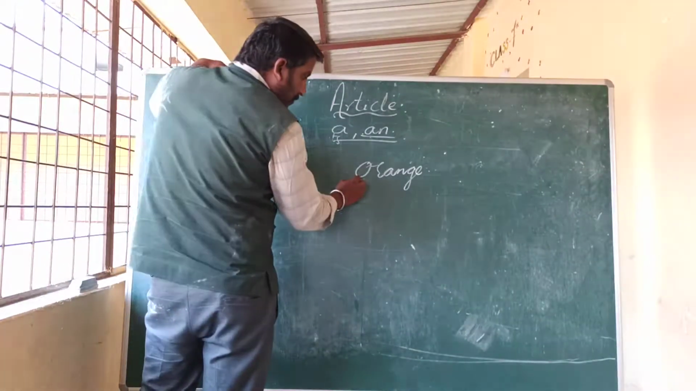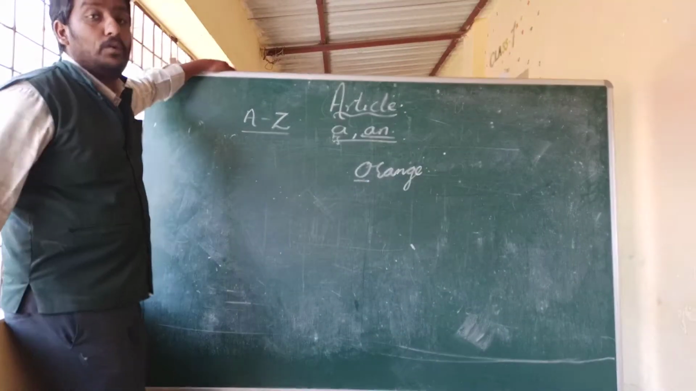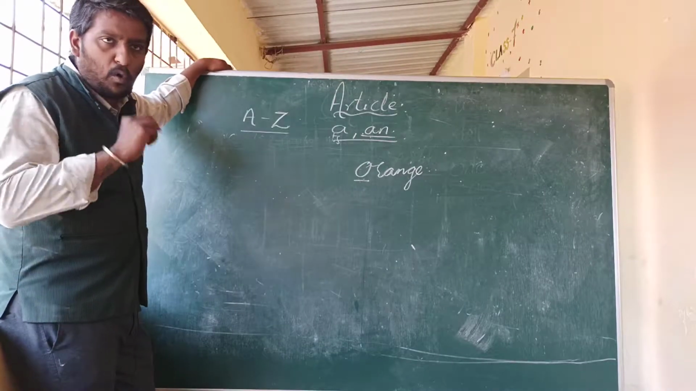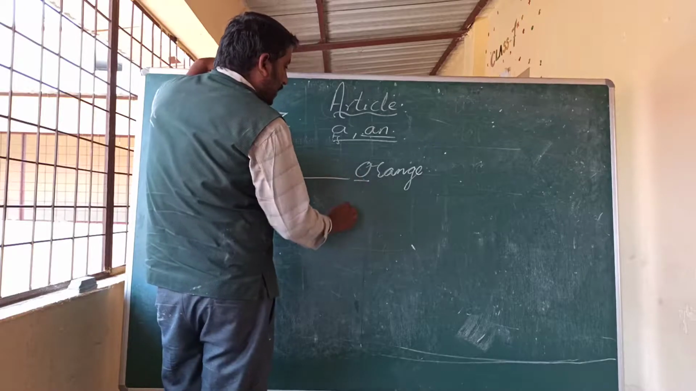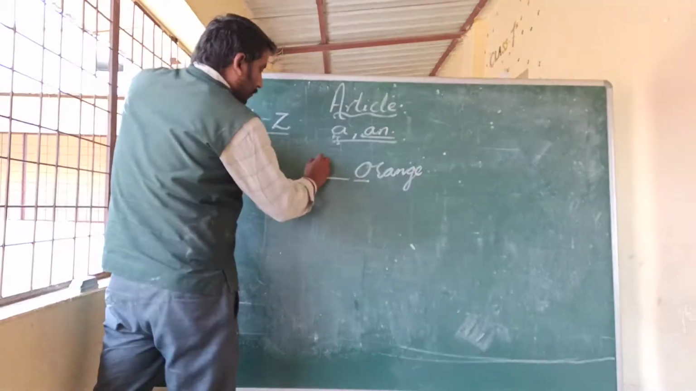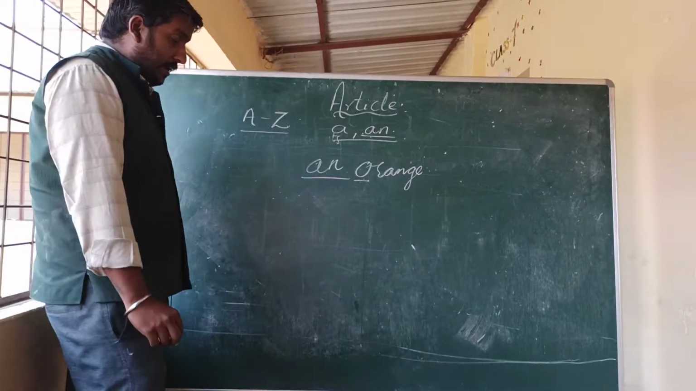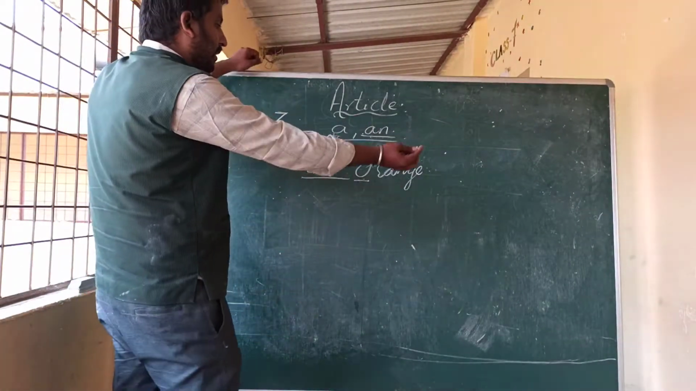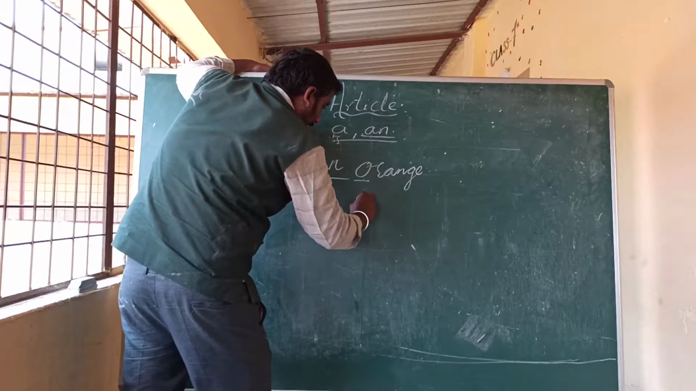If you are focusing on the sound, this word starts with the sound of O, that is orange. O. It sounds like that. Okay. So if a blank is here and you have to fill in, you shall go with an. So, an orange. Okay. Now coming on to the next one. An elephant.